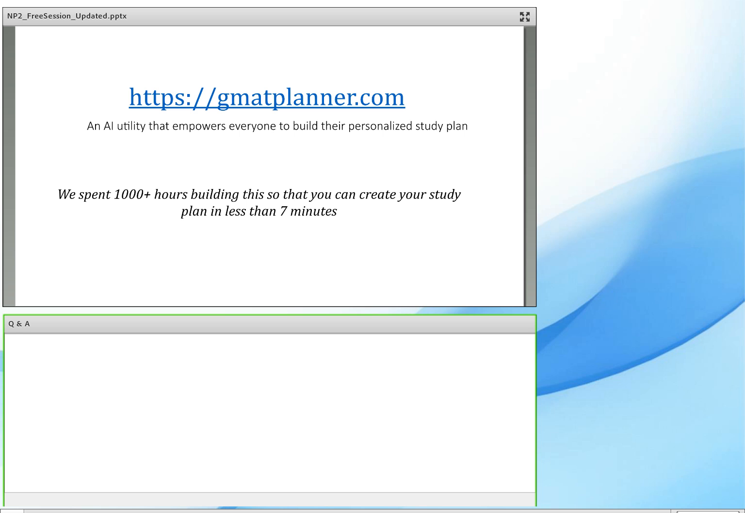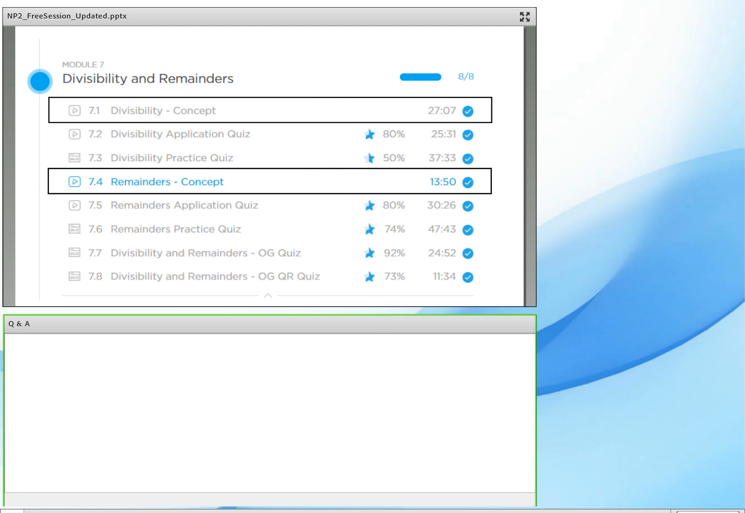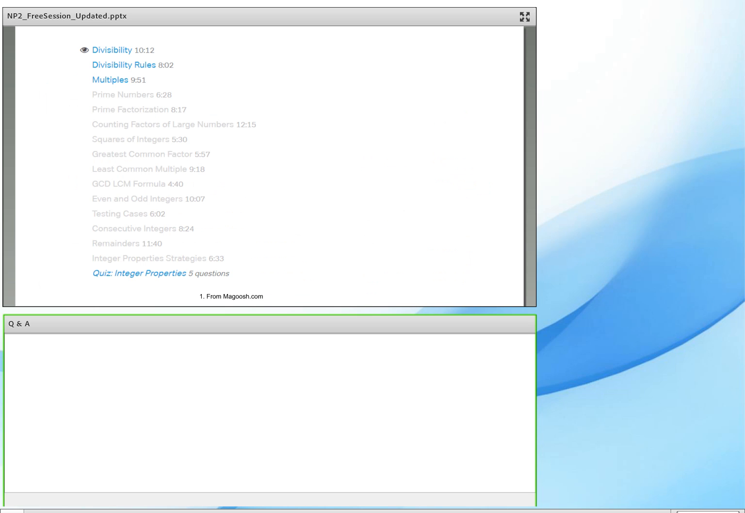The next thing that a private tutor does is teach you concepts, and remember, while teaching you concepts, he or she gives you feedback as to how well you've learned those concepts. What you see over here is essentially a screenshot of our divisibility and remainders module. This is a module in our number properties course. Now, you compare this to the divisibility and remainders module in another very popular course, which is by magoosh.com. Let's see how the learning compares.